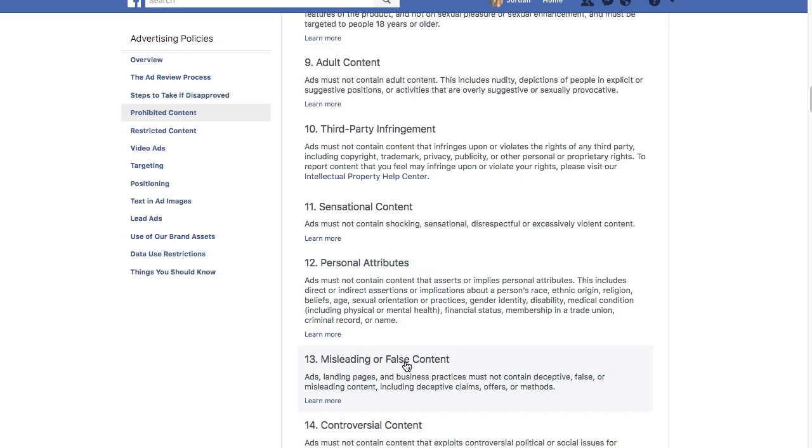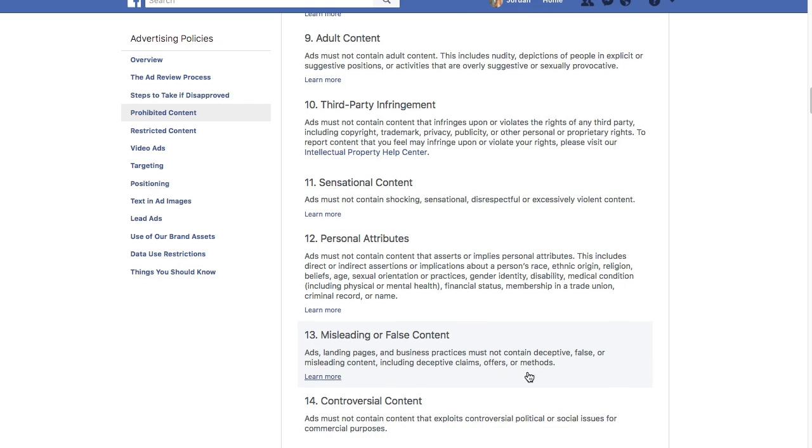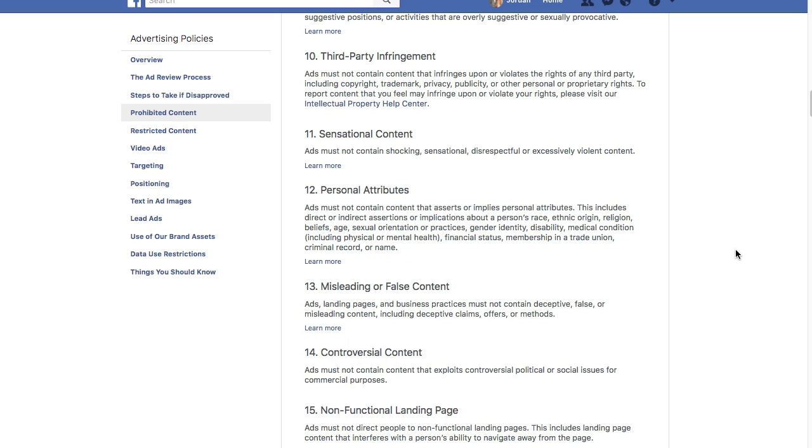You can't use misleading or false content. Again, no clickbait. Be transparent. Facebook has really cracked down on clickbait and fake news and all that, so just be really transparent. For example, you can't put in your ad, click here for a free car, and then send people to the sales page for a book. That would get you banned in a hurry.